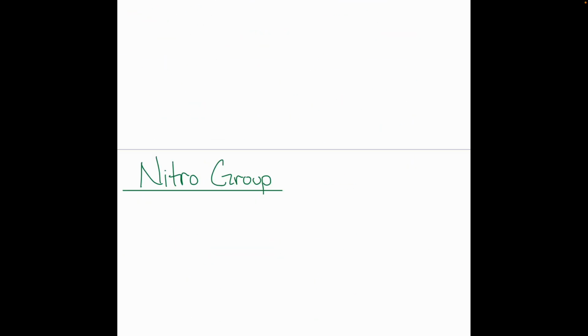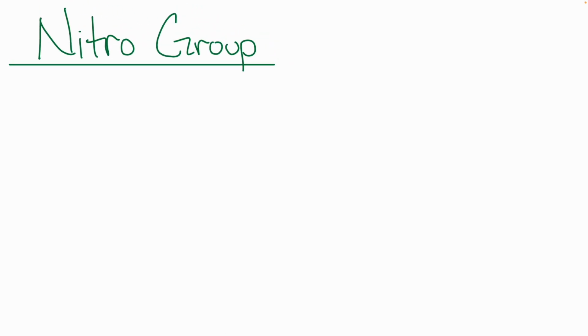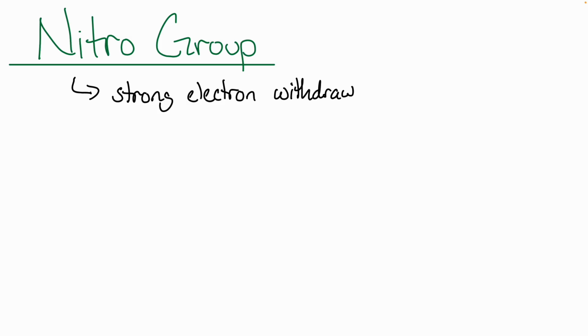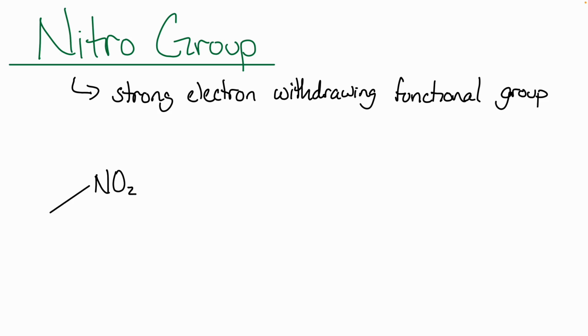But we're going to do one thing first. I'm going to take this opportunity to introduce a new functional group to y'all, what's called a nitro group. This is a strong electron withdrawing functional group. All right, so you'll see it often abbreviated as just NO2. Again, this right here is what we would call a nitro group.